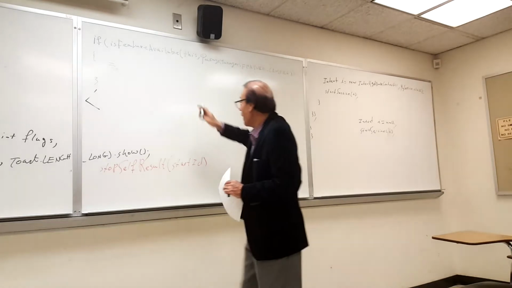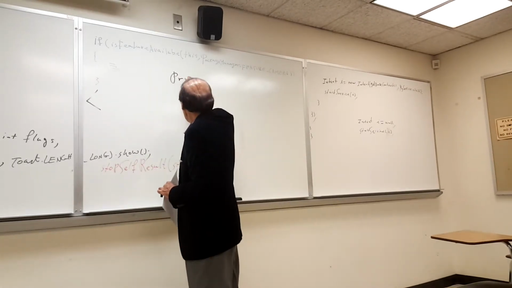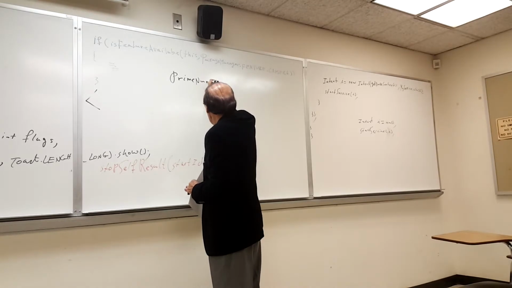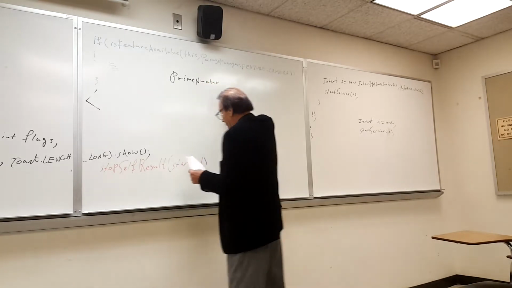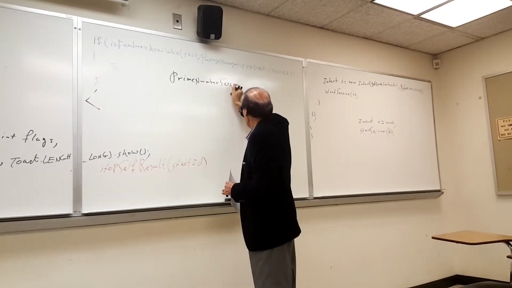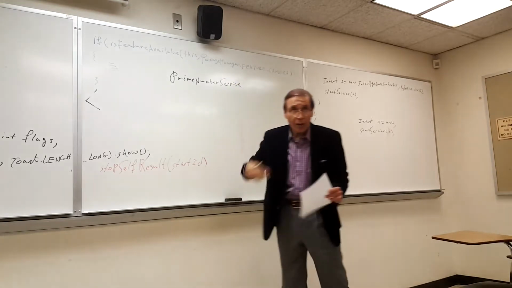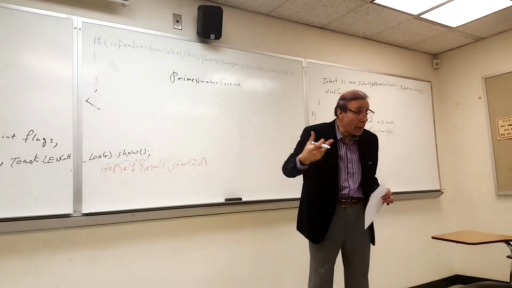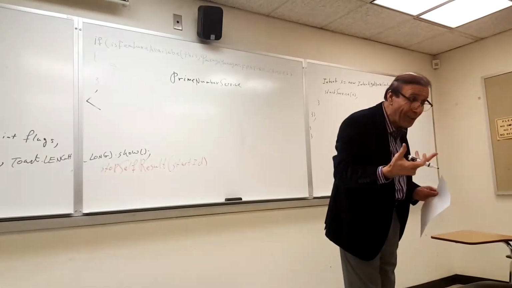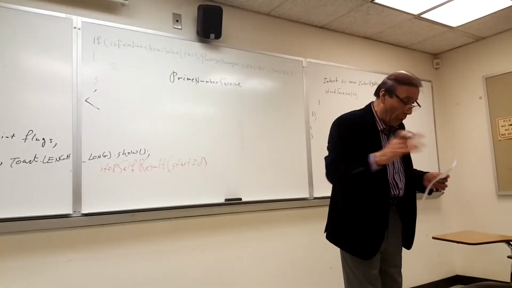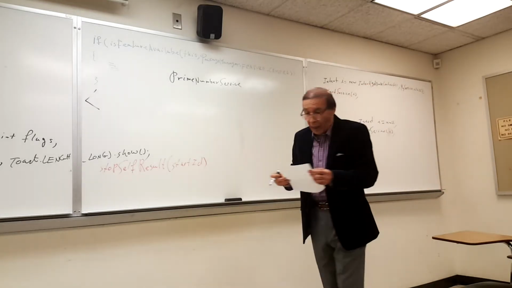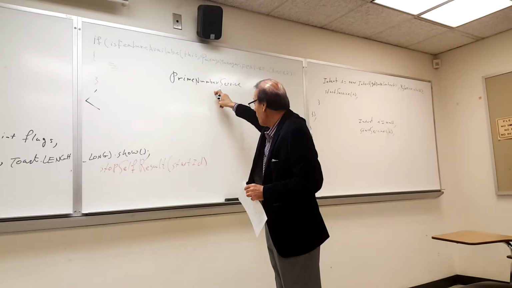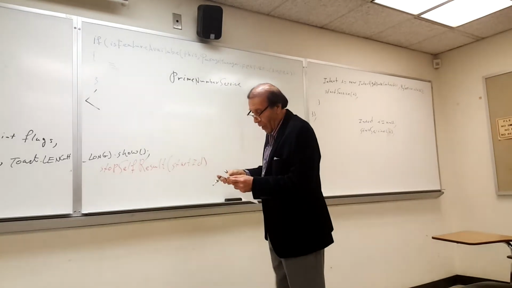So we want to create a prime number service. This service constantly generates prime number or prime numbers based on the request, okay? Based on the request. Okay, so the job of this service is generating prime number or prime numbers.